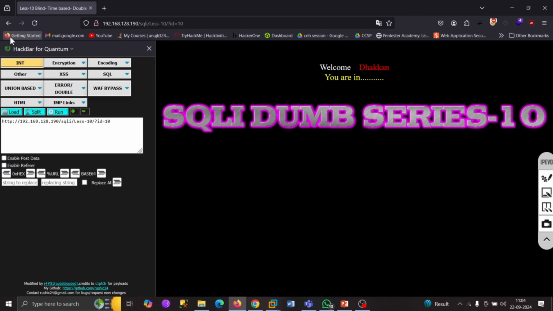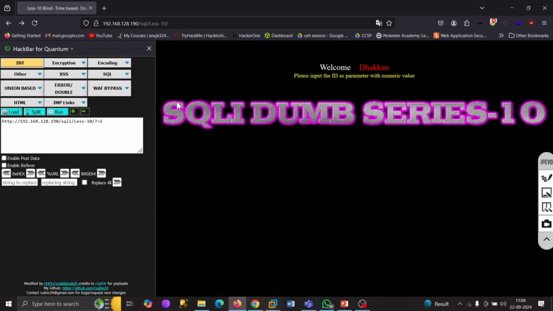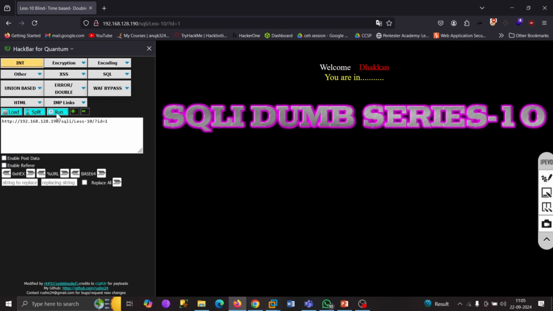Now we need to understand what issue we were encountering. This is where we were. Let me reload this. ID equals 1. Run. Okay, so now we are in. If I change the parameter from 1 to 2, no response. If I do 3, no response. There's no projection. If I put a backslash, it is not even showing any error.